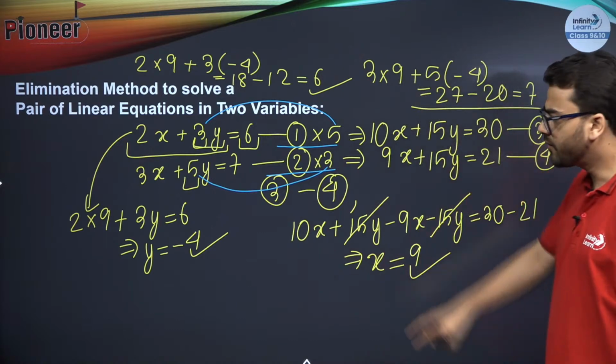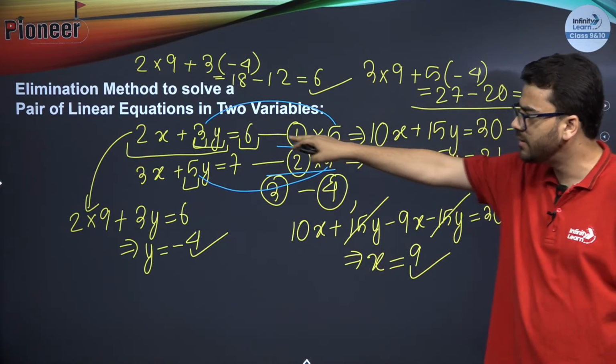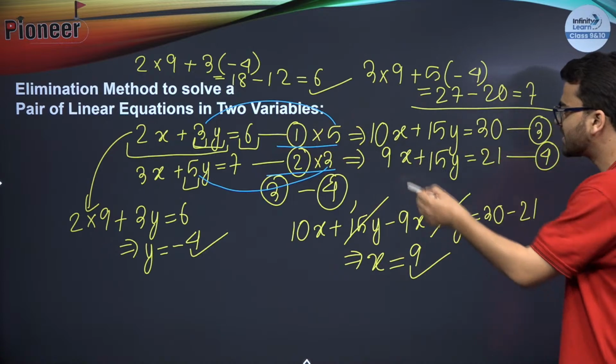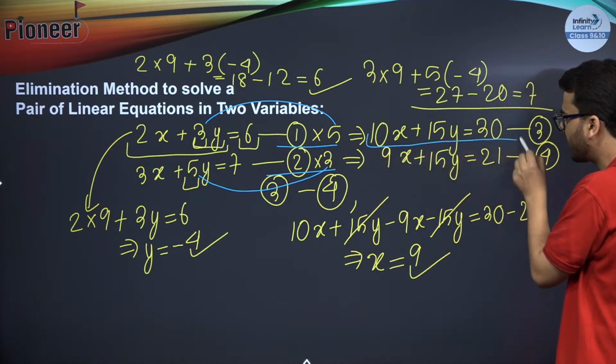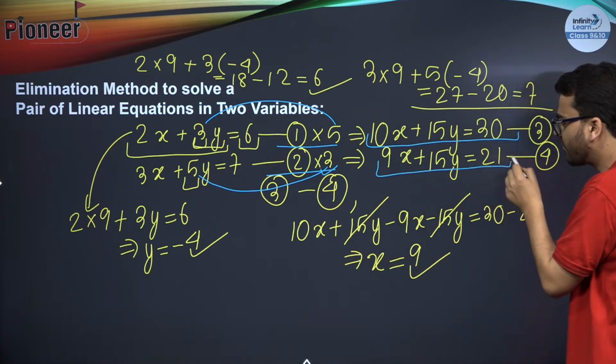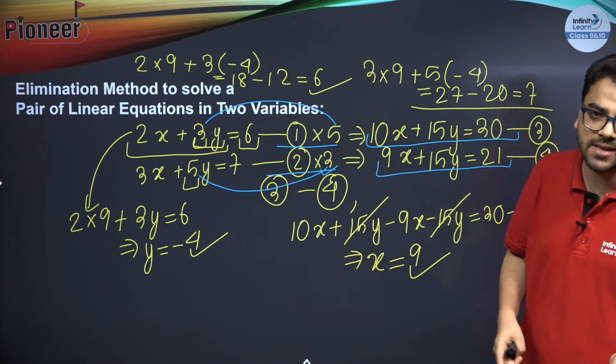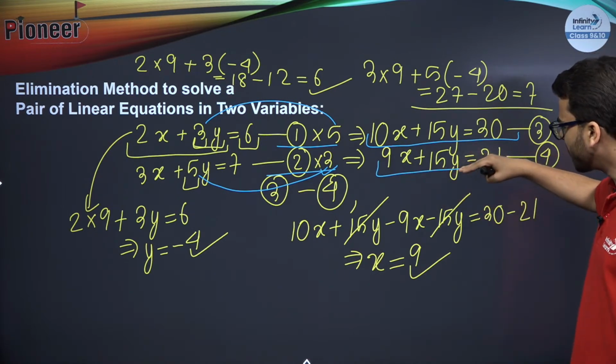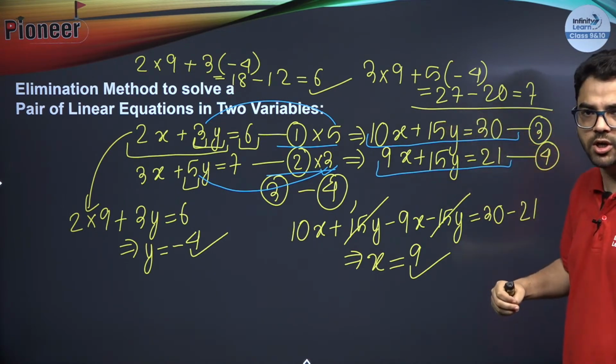You got it? Now if you are multiplying the first equation by 5, it means you have to multiply the left hand side and the right hand side of the first equation by 5. In the same manner, if you are multiplying the second equation by 3, it means you have to multiply the left hand side as well as right hand side by 3 as well. Now you have to subtract the fourth equation from the third equation.